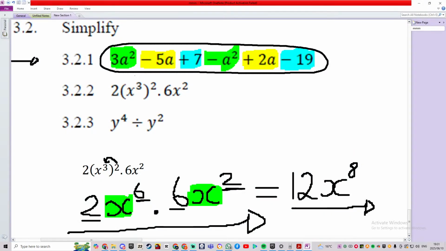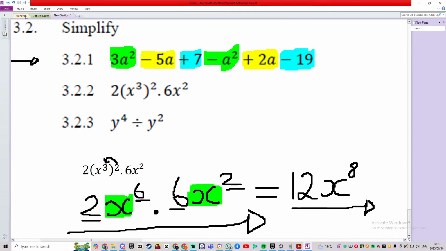So, Emag, are we struggling with finding the like terms here? Is that what we're struggling with? Identifying the like terms? We are looking at this question here, 3.2.1. When we look at the letters, we look at which letters are all the same, and they must also have the same exponent. So, A squared, this one has the same letter and exponent, so it's a like term. Then this one here has the same letter and exponent, and it is like terms.